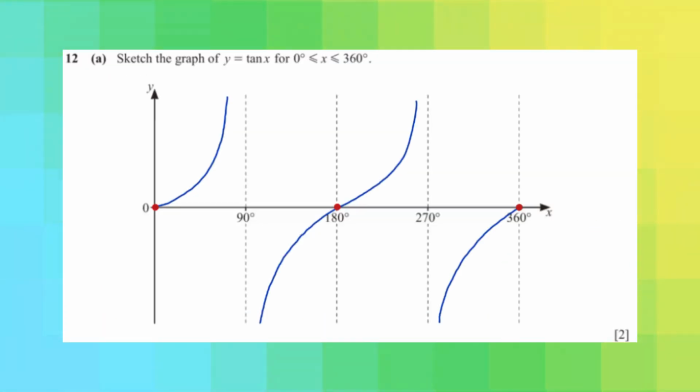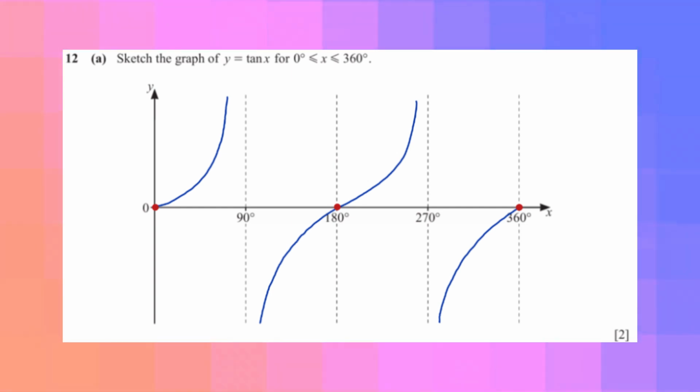It says to sketch the graph of y equals the tangent of x for x between 0 degrees and 360 degrees. Okay, so we can sketch this using our calculator. However, it also helps to remember the shape of the standard tangent graph if you're asked to sketch it in the exam. Now, we know that y equals the tangent of x.